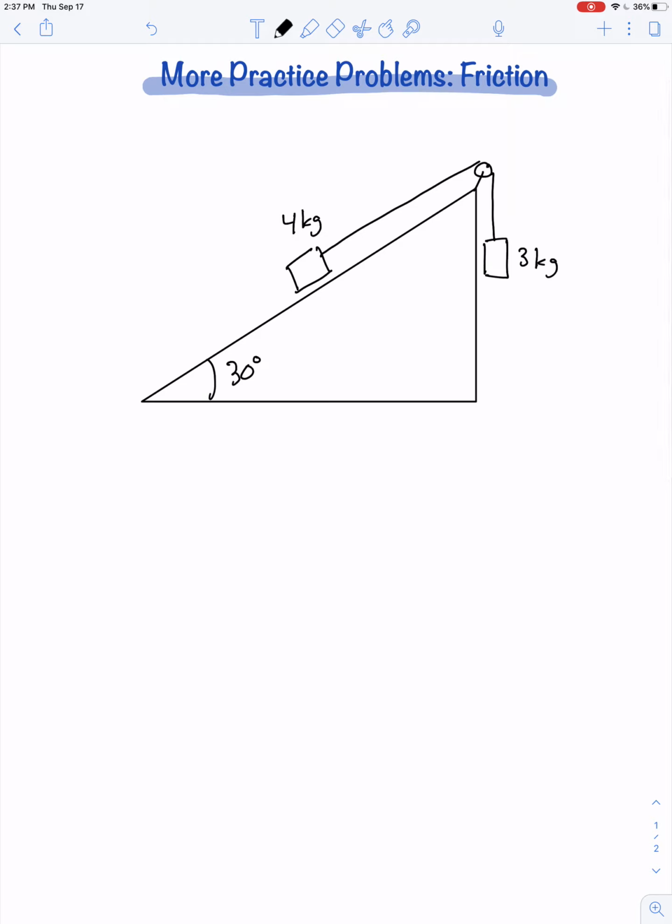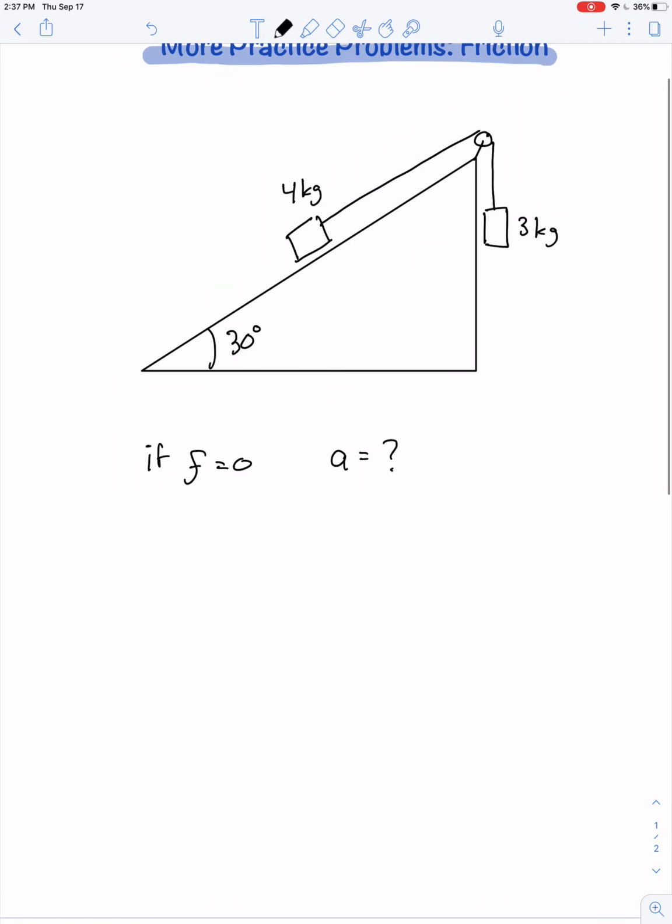So first question, if there's no friction, what's the resulting acceleration of this system? It's hard to know for sure in what direction it's going to accelerate. So first of all, this is a larger amount of mass, so you might think that the acceleration points this way. But then again, that mass is not hanging vertically, it's only a component of the weight of the 4 kilogram object, so perhaps the system accelerates this way.